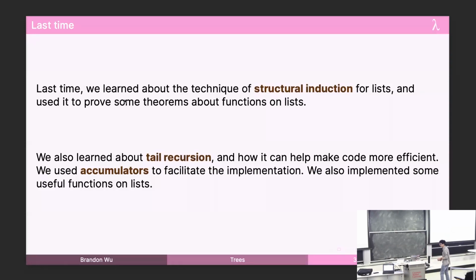Last lecture, we also learned about this idea of tail recursion, which lets us make code more efficient at very little cost to the readability because of this idea of using an accumulator and making tail calls, which don't have to do any work after the recursive call. That won't come into play today, but we will talk about that later.